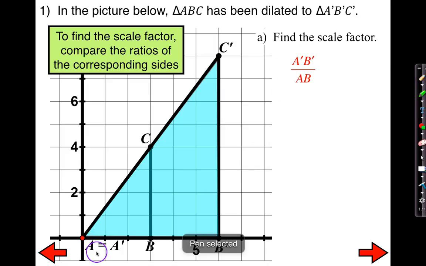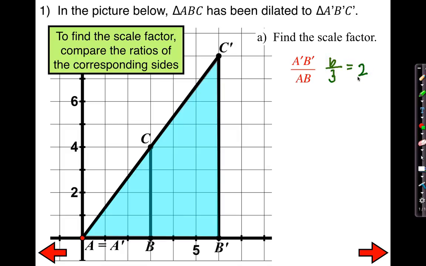So A prime, B prime, well, let's look at the length of that. From here, A prime to B prime, it is 1, 2, 3, 4, 5, 6 units. So I'm going to go ahead and write 6 over, well, how long is AB? Well, it's going to be 1, 2, 3 units long. So I have 6 over 3, which reduces to 2.